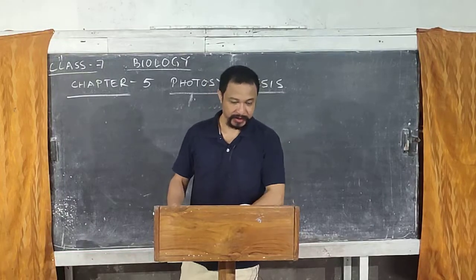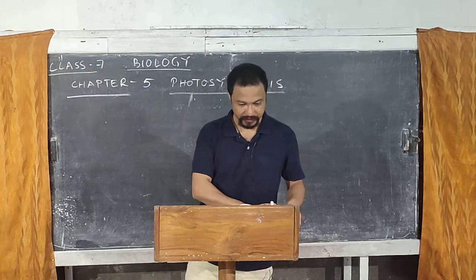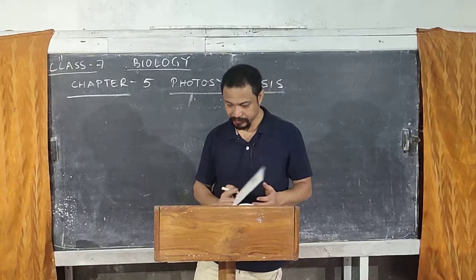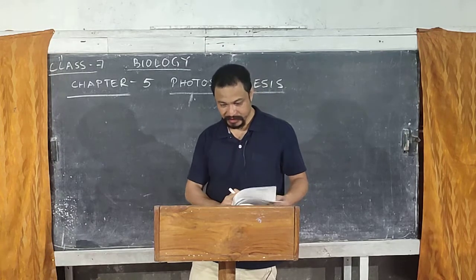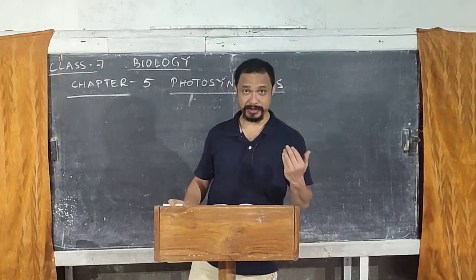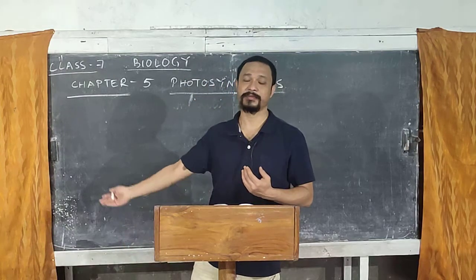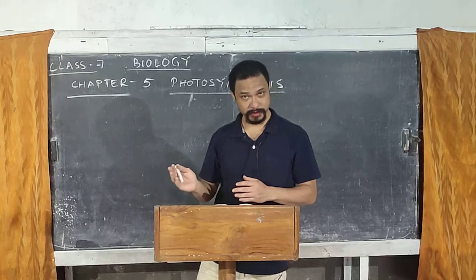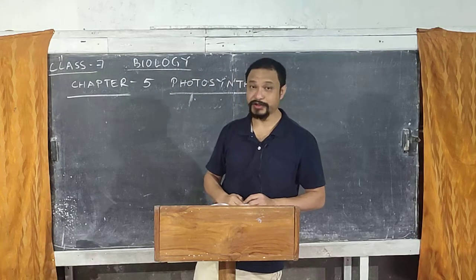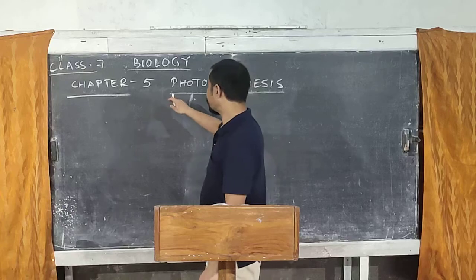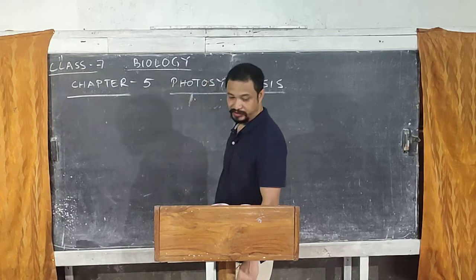Good morning, children. As I told you, we were doing transpiration in plants, I think chapter number 6. Then we are going backwards now because you covered the latter chapters previously. So we are going backwards, right? So today we're going to do chapter 5, photosynthesis, class 7, biology.